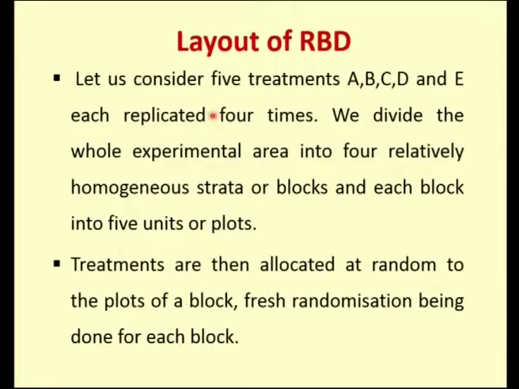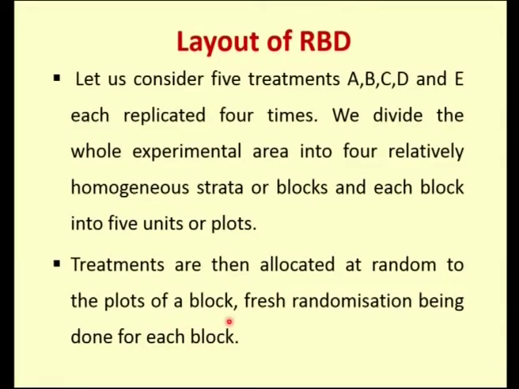Now we will see the layout of RBD. Let us consider 5 treatments A, B, C, D and E, each replicated 4 times. So, we divide the whole experimental area into 4 relatively homogeneous strata or blocks and each block into 5 units or plots, as we have 5 treatments. Treatments are then allocated at random to the plots of a block, a fresh randomization being done for each block. For randomization, we can use Tippett's random number table.